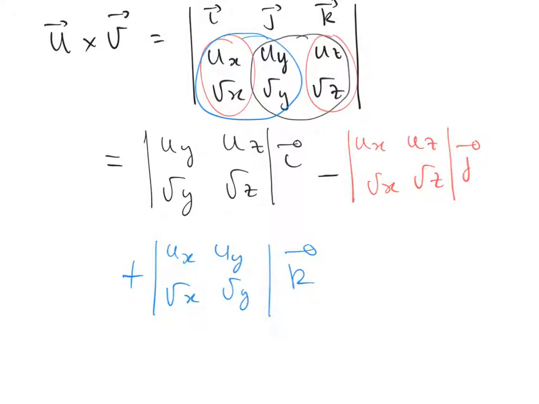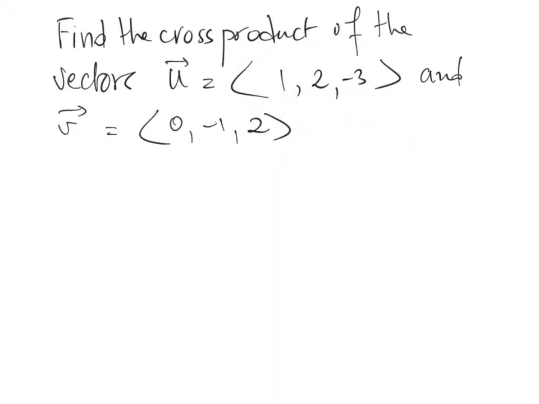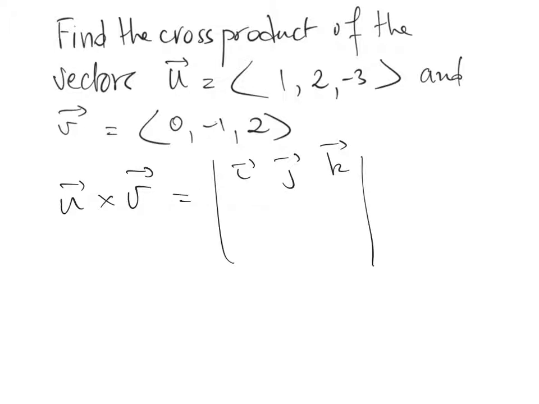We will now look at a numerical example. So we are going to find the cross product of the vectors u equals (1, 2, negative 3) and v equals (0, negative 1, 2). We start with the 3x3 determinant. So u cross v equals the 3x3 determinant, which is i, j, k here. The components of u, 1, 2, negative 3. Then the components of v, 0, negative 1, and 2.